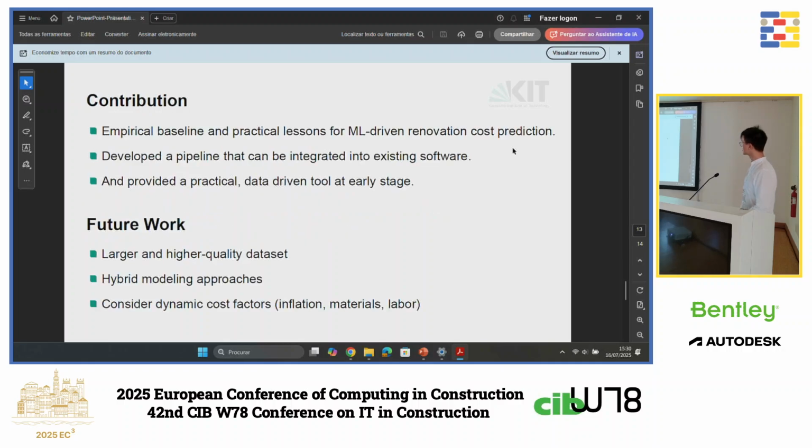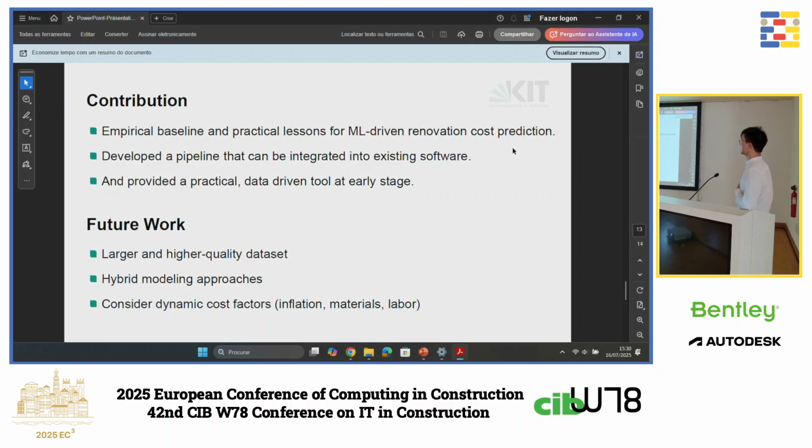So that's my contribution. It's basically for the company to prepare and build a well-structured database, and for the future potential integration of machine learning techniques. We also developed a pipeline that can be integrated into the current software. The company has already built its own software platform for a lot of renovation project documentation, and we also provide practical data-driven tools at the early stage.